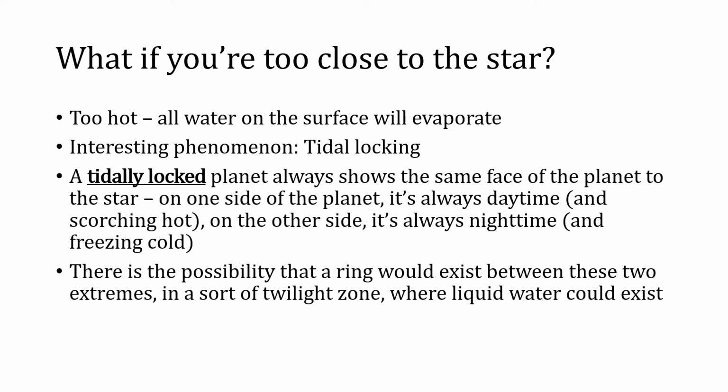So in a little bit more detail, what happens if you're too close to the star that you're orbiting? Obviously, the closer you get to a star, the hotter the planet's surface is going to get, and so all the water on the surface will evaporate. The hotter it gets, all the water goes.